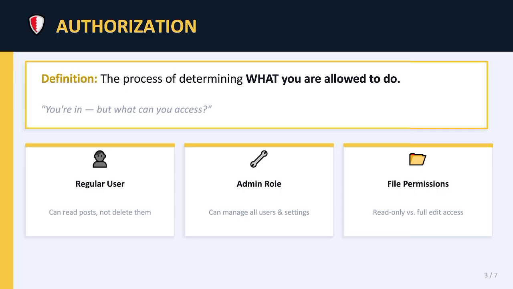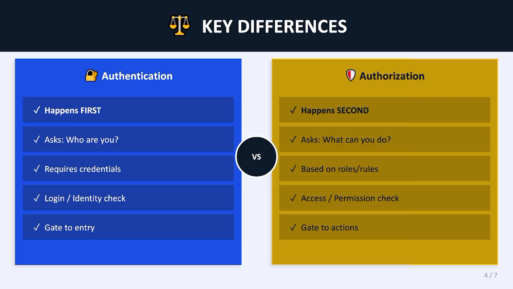And then authorization is the process of determining what you are allowed to do, what you can access, what you can view, every action that you are permitted to do on a site or any application. There will be a regular user, an admin role. There are different ranks for everybody. Let's say there's the free subscription, there's the paid subscription. You need to be authorized to look at specific things.